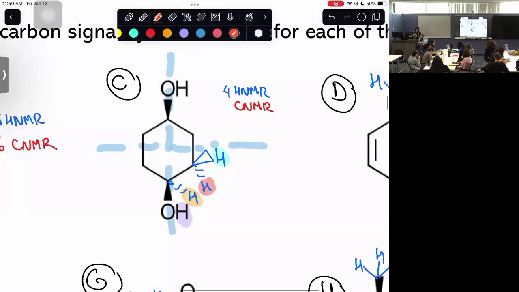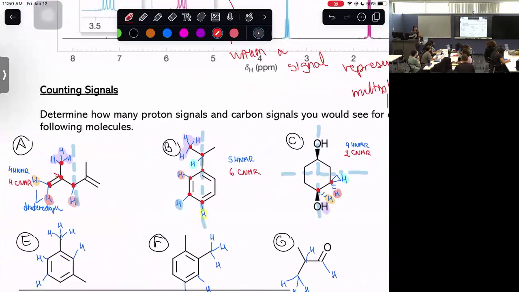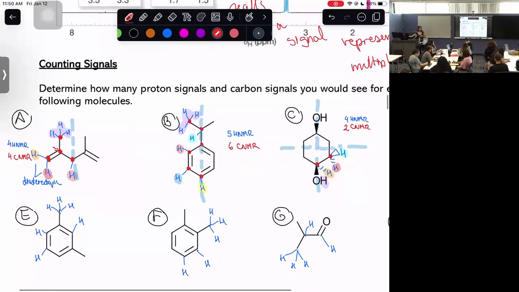Okay. Now, what about CNMR? How many signals do you see? Two. Only two. We only have 2 carbons per plane. Okay. Questions? Okay, we're good.